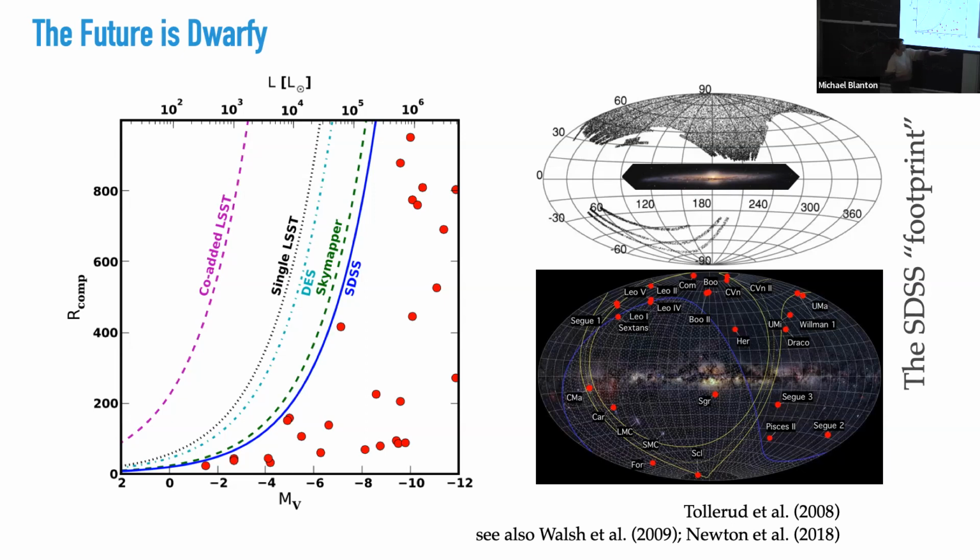And this plot is here to remind you that it's not just because they're faint that we haven't found them, right? It's because we haven't looked at the whole sky yet. That's the Sloan footprint up there.